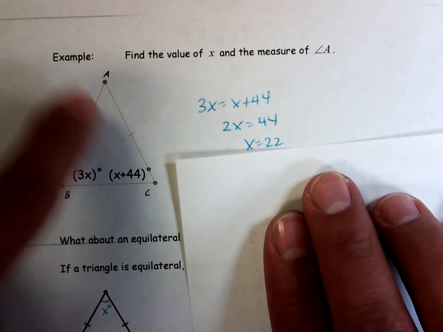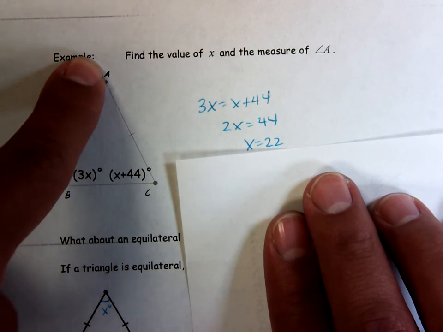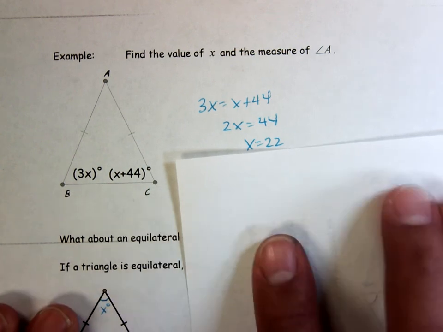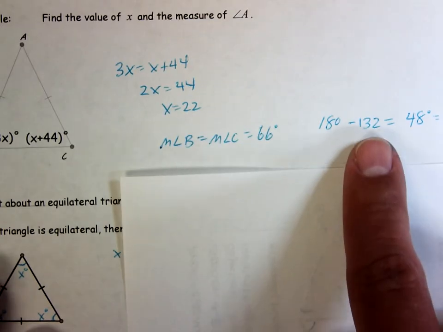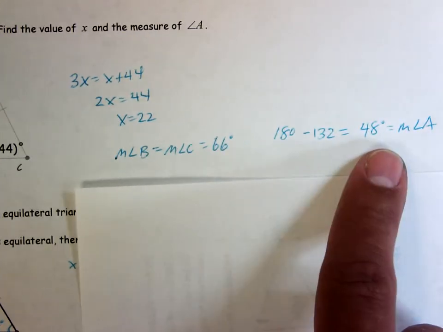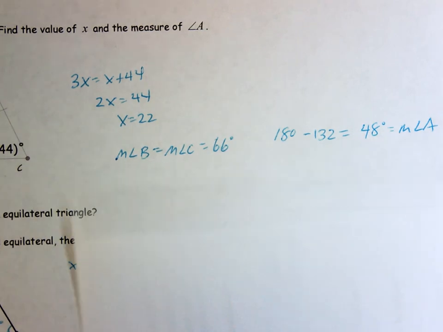So now what's the measure of angle A? Remember, all the angles of a triangle add up to 180. So if that's 66 and that's 66, what's 66 plus 66? You should get 132. And so 180 minus 132, 48 degrees, must be the measure of angle A. That's how those problems work.